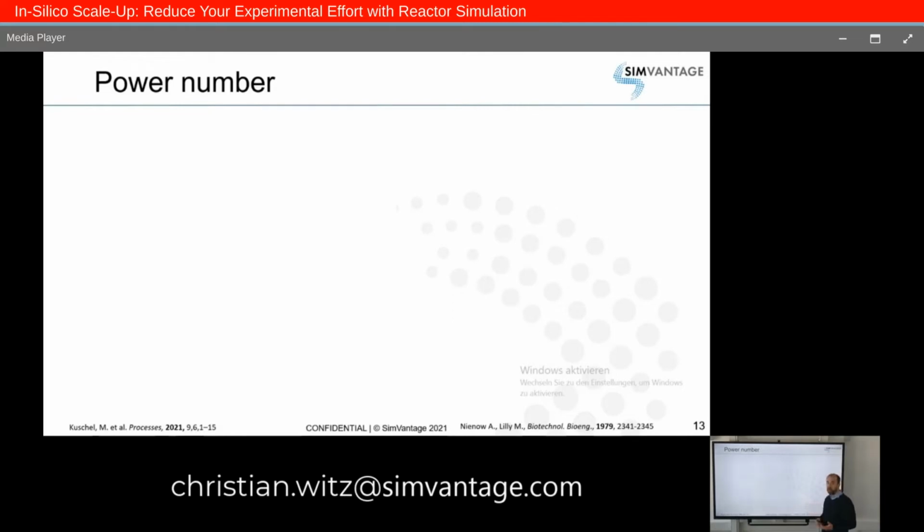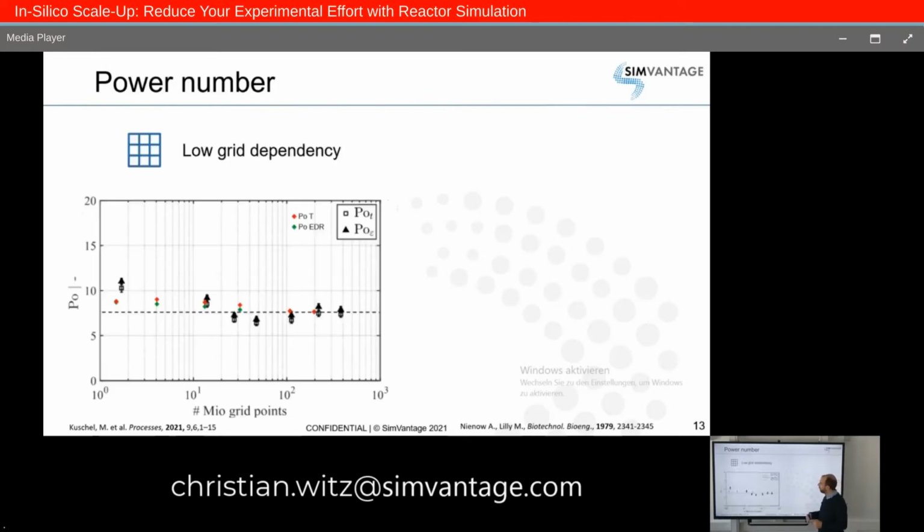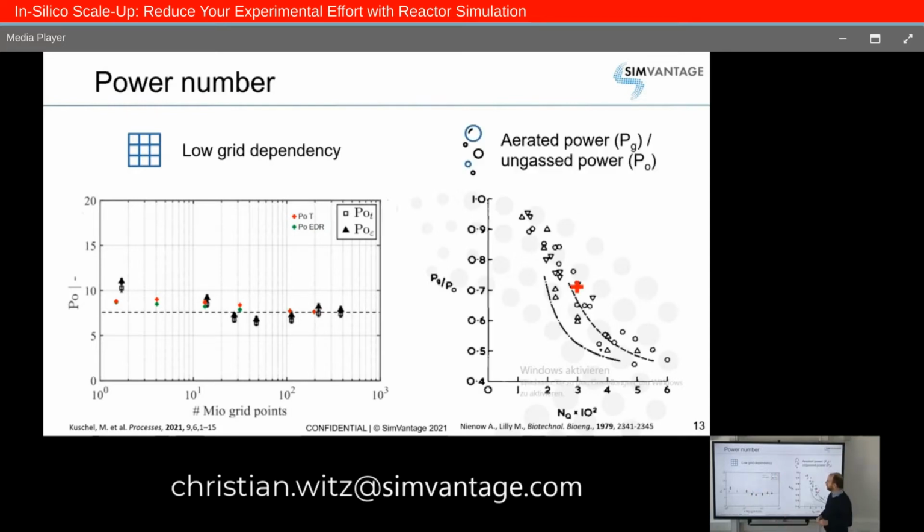And this power number often has a dependency on how fine the grid is, because if you go for a finer grid, you have finer forces on the stirrer, for example, where you can calculate the energy dissipation in a better way. But in our case, you see that you have a very, very low grid dependency. So you can go very low with very big cell sizes and already get a correct power number. And this can also be done for the gassed case and the ungassed case.